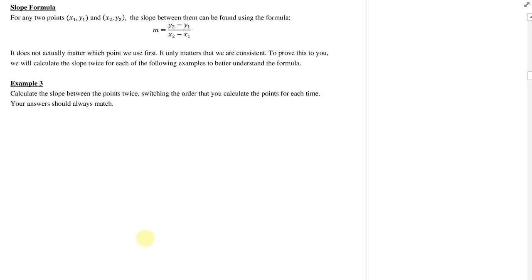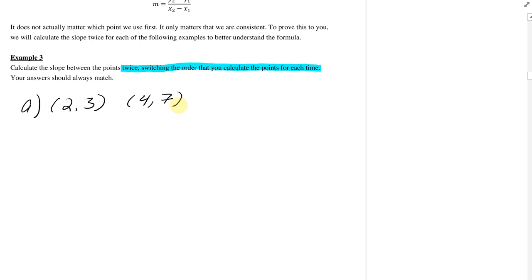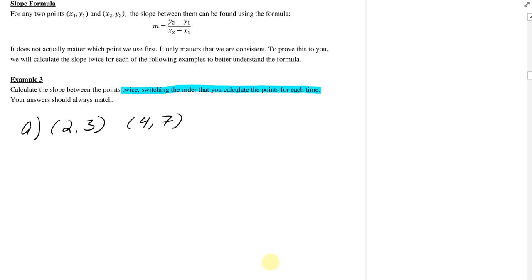So what I'm going to do here in example 3 is give you 2 points, and then we're going to use that formula to figure out the slope. But there's a little bit of a plot twist. We're going to do this twice, switching the order that we calculate the points in, because there's a greater point about the slope formula that I think sometimes people miss. The 2 points that we're going to use are 2, 3 and 4, 7.